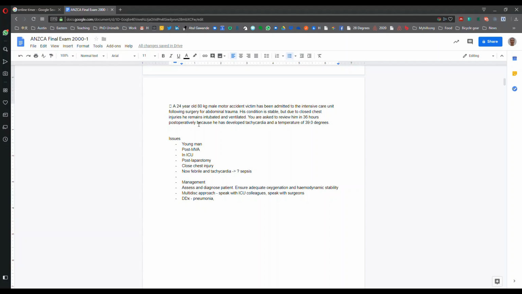I would review his investigations, in particular looking at his full blood examination for a white cell count and his chest x-ray for any signs of collapse and consolidation. I would adopt a multidisciplinary approach, speaking with my intensive care colleagues and also with the surgeons about potentially managing this patient. I would also consult infectious diseases to potentially ascertain what the best antibiotic to treat this patient would be if an infection is considered.